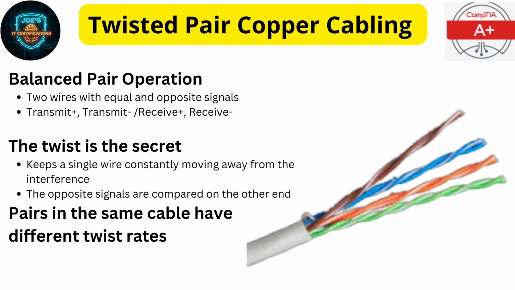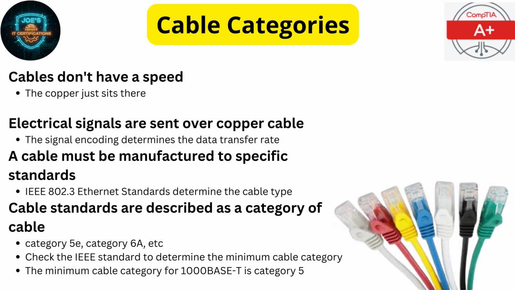Different twisted pair cables may be constructed differently. There is a set of standards associated with these cables that determines the minimum capabilities for that particular twisted pair cable. Sometimes people will refer to a cable as having a particular speed. In reality, of course, the cable doesn't have a speed at all. The cable is just a bunch of copper that's sitting there on the desk. The signals that you send over the cable, however, certainly do have a speed, and that speed is determined by the signaling coding that's being sent over those individual wires.